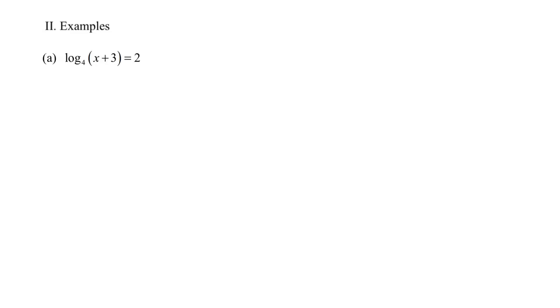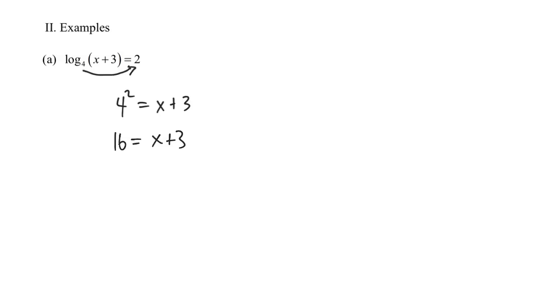Log base 4 of x plus 3 is equal to 2. Notice that I already have a single logarithm, and so I can skip that first step. And the second step is going to be to use the log loop. And so I'm going to start at the base and loop around to the exponent so that I get 4 squared is equal to x plus 3. And then I know that 4 squared is 16, which is going to lead to an answer of 13.